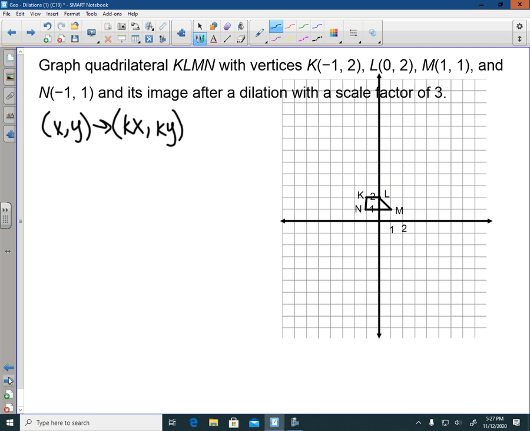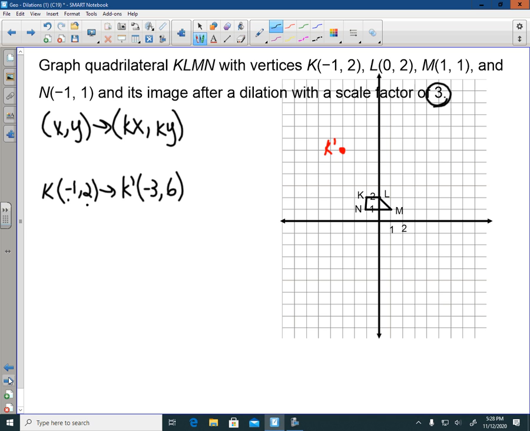Well, let's see. K, we're told, lives at (-1, 2). So we're going to calculate K prime by running it through that rule. We have a scale factor of 3 this time, and so we're going to multiply -1 times 3 and get -3, and then 2 times 3 and get 6, and now we have a new point that we can drop on our graph. -3, and up 6, and this is K prime.